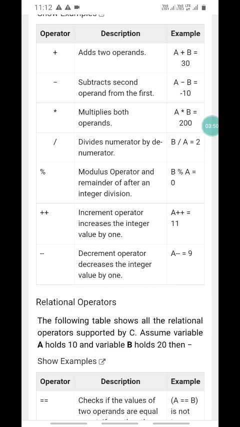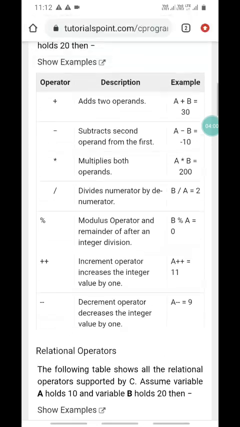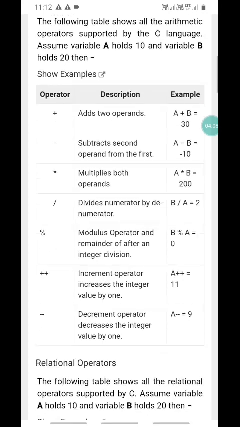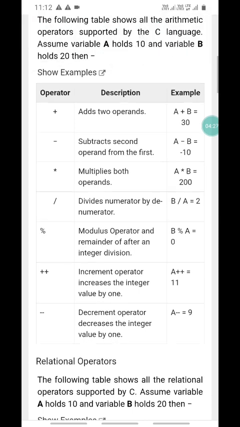Then next, plus plus. This is the increment operator, which increases the integer value by 1. A plus plus means A equals A plus 1. The value of A is 10, and the plus plus operator means plus 1, so 10 plus 1 equals 11. Minus minus is the decrement operator. A minus minus means A equals A minus 1. So the value of A is 10, and 10 minus 1 equals 9. The resultant answer is 9.